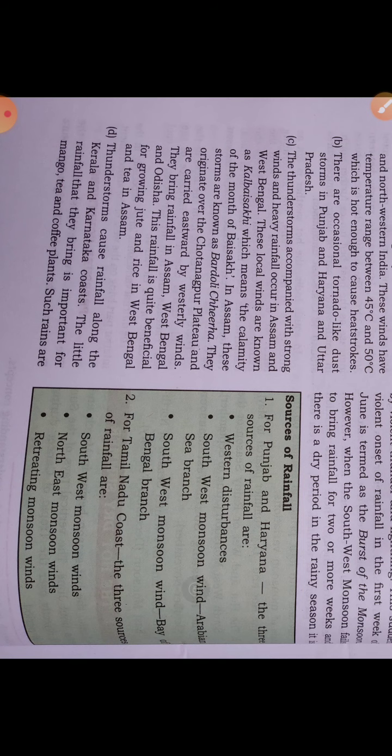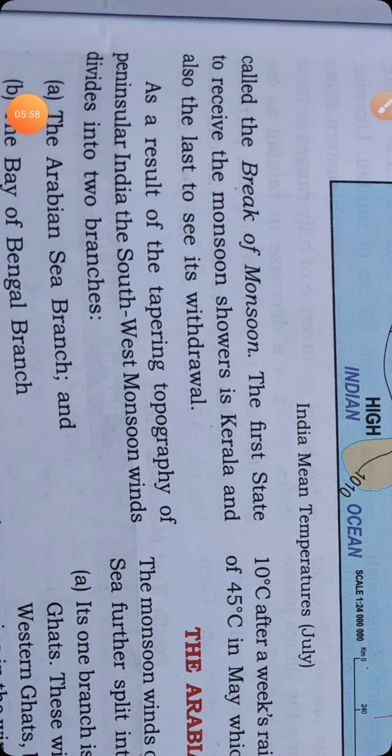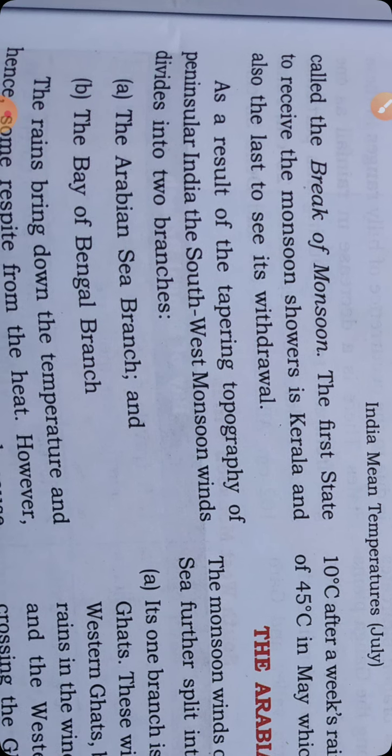After burst of monsoon, we have to see break of monsoon. Continuing from page number 92, I have just read burst of monsoon. After that, when the southwest monsoon fails to bring rainfall for two or more weeks, there is a dry period in the rainy season. It is called break of monsoon. So you can underline these two terms and learn them by heart. Kerala is the first state to receive the monsoon showers, and also the last to see its withdrawal.